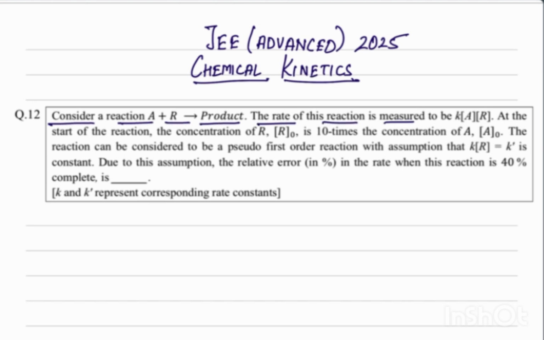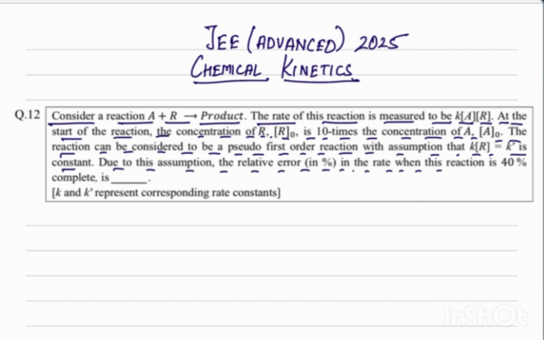The rate of this reaction is measured to be K into A into R. At the start of the reaction, the concentration of R is R naught and is 10 times the concentration of A naught. The reaction can be considered to be a pseudo first order reaction with the assumption that K[R] equals K dash is constant. Due to this assumption, the relative error in percentage in the rate of this reaction, when it is 40% complete, is?